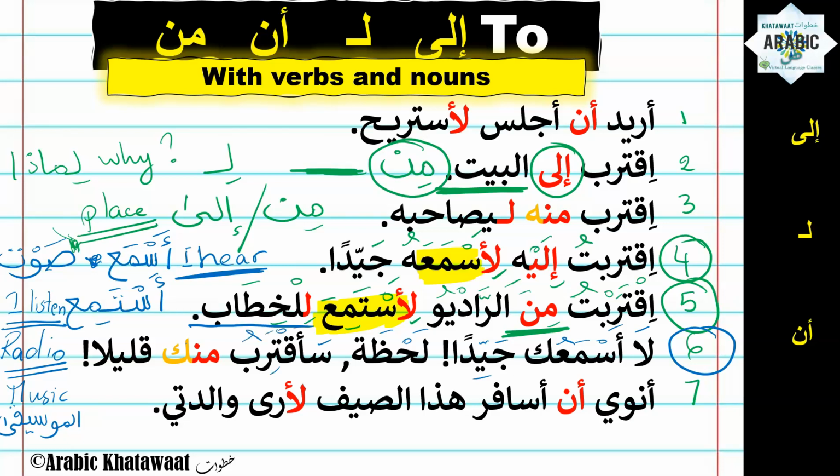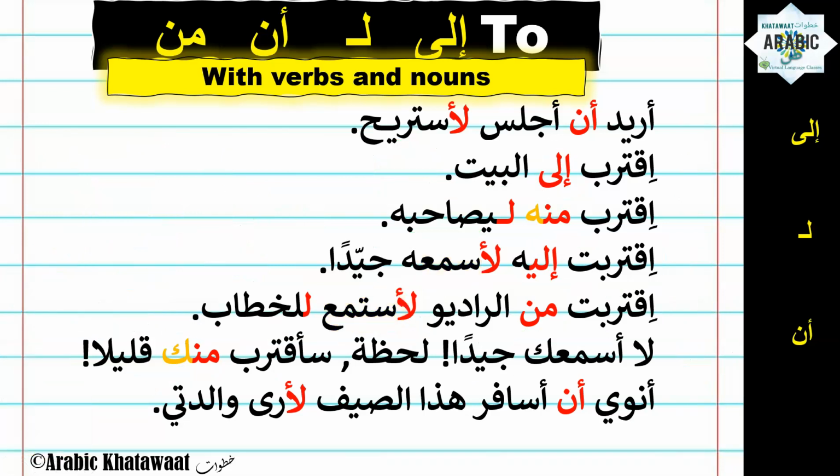سأقترب. I will get closer. منك. To you. And the ka here means you, masculine. سأقترب منك قليلا. I'll get closer to you. A little closer to you. سأقترب منك قليلا. So let's clear this and just make sure we're looking at the examples again and reading them.